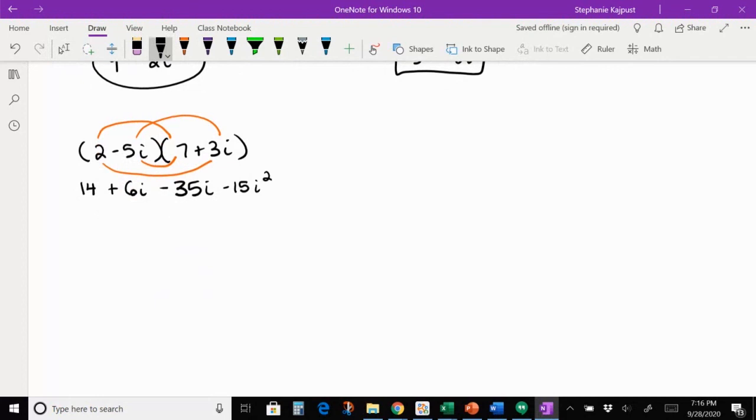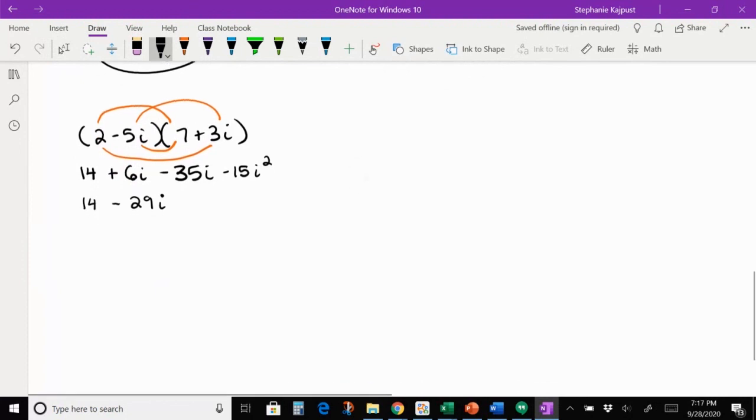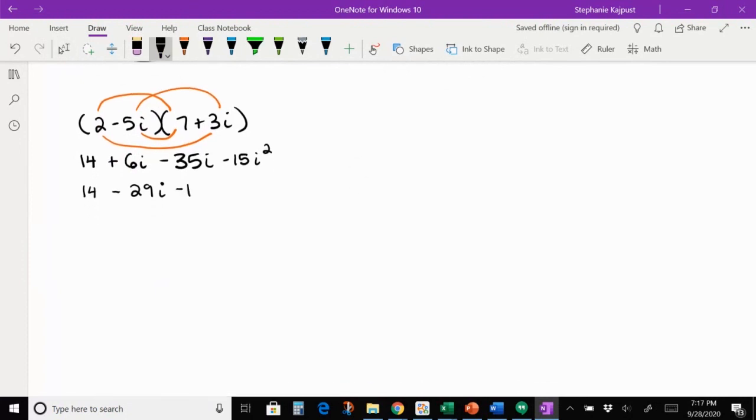So we will start by adding like terms, the 6i minus 35i. So 6 minus 35 is negative 29i. And then we have this minus 15i squared.